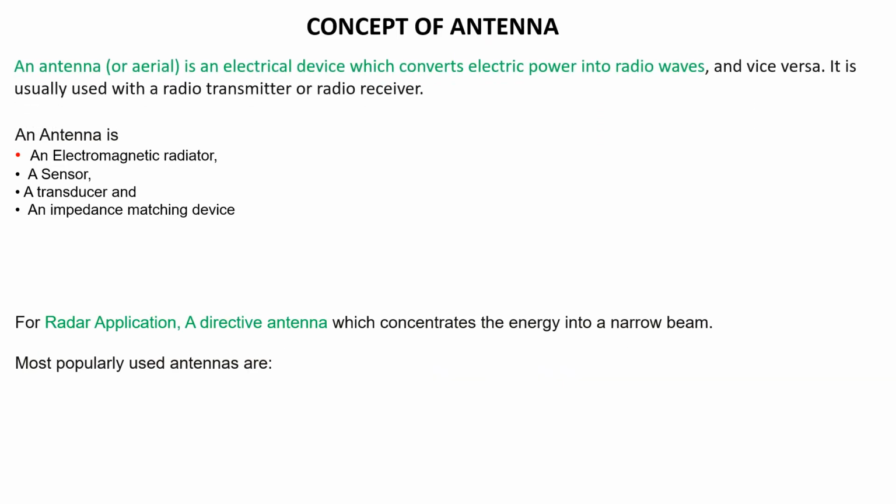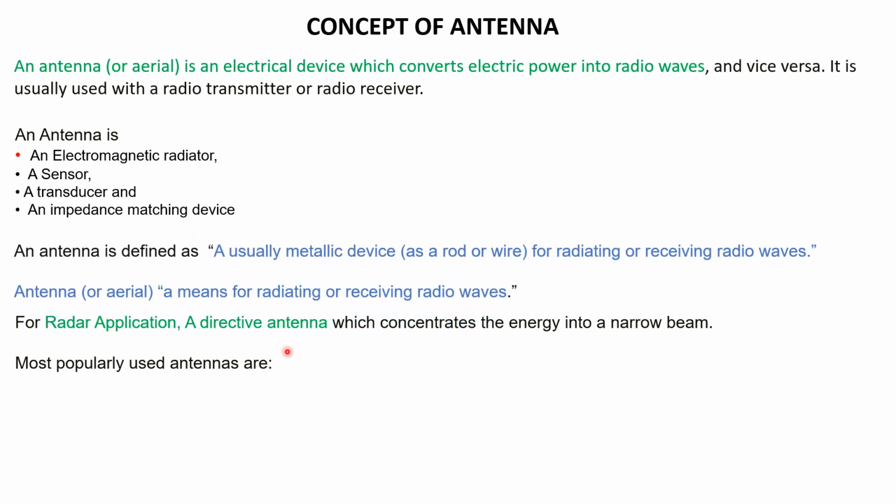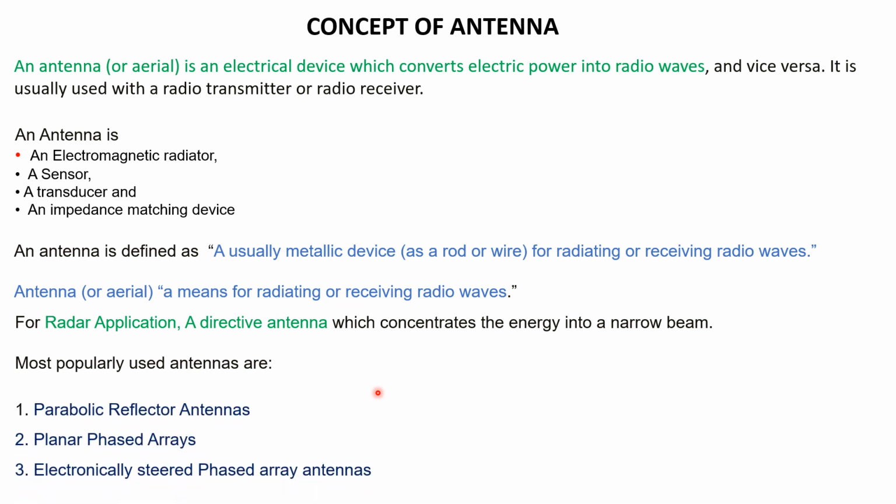As I have already told, the antenna is basically an electrical device which can convert electric power into radio waves or vice versa. So it works as a sensor, as an electromagnetic radiator, as a transducer, and an impedance matching device. For radar application, an antenna can concentrate energy into a narrow beam. And the most popularly used antennas are, you can see, parabolic antennas, planar faced, and electronically steered phased array.